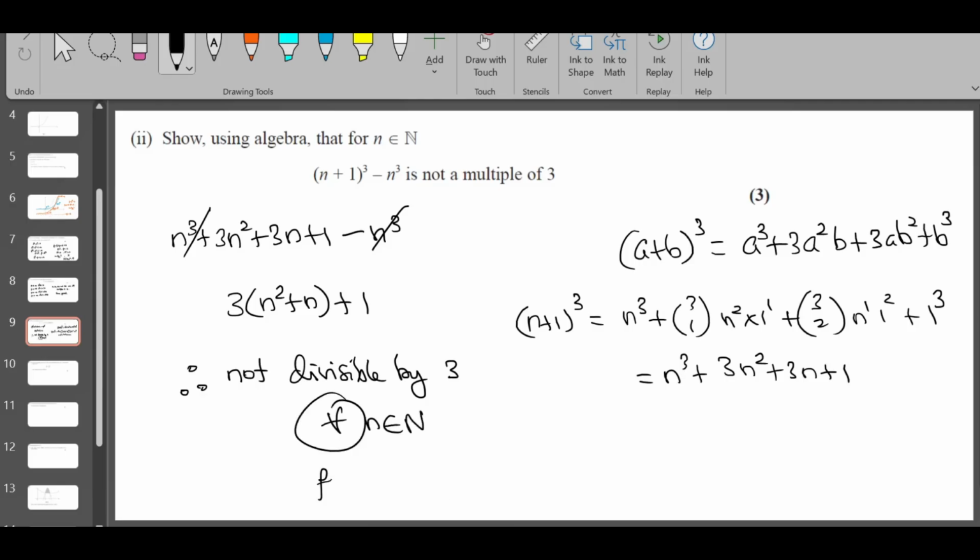This symbol is like for all. Okay, same like we use this for therefore, this for because. You can use this symbol for all, or you don't want to use the symbol, it's completely fine, just write for all n belongs to N.